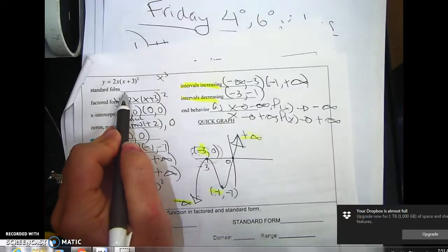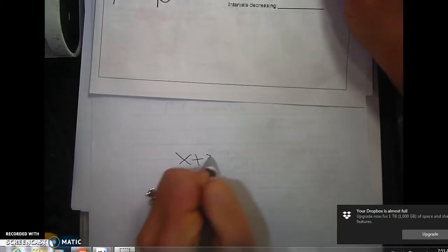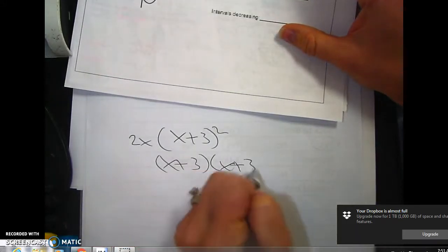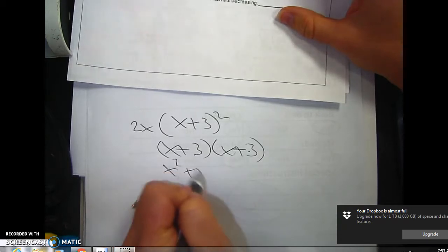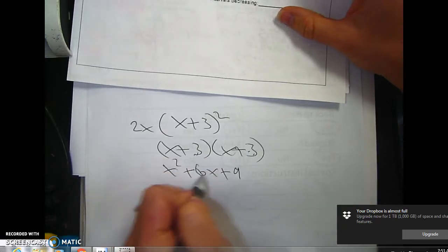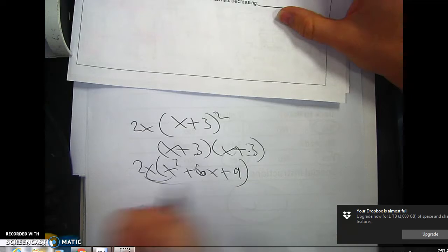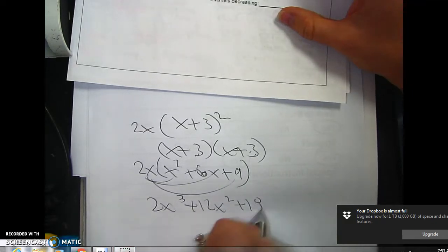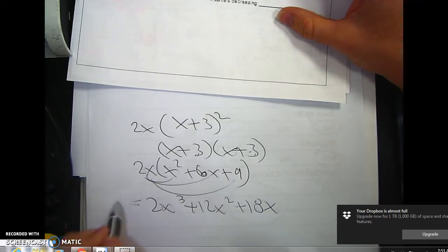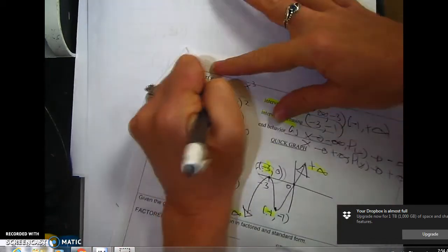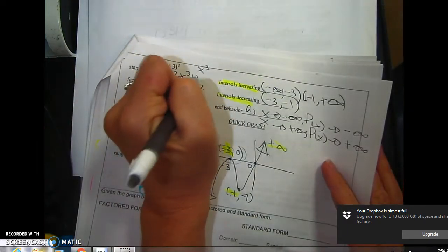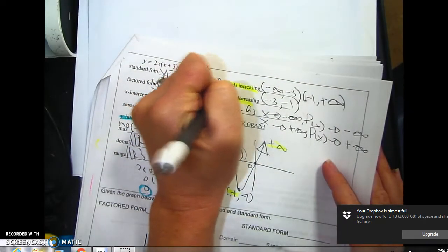Now all that's left to do is put that in standard form. So let me do that. So I'm going to go x plus 3 squared times 2x. So that's x plus 3 times x plus 3. Two numbers that add, two numbers that multiply. Now multiply that by 2x. 2x cubed plus 12x squared plus 18x. And then I have to make sure that I put y equals, because that's how the problem said. So let me write that down. Y equals 2x cubed plus 12x squared plus 18x.